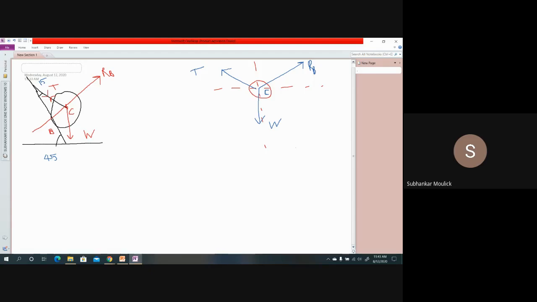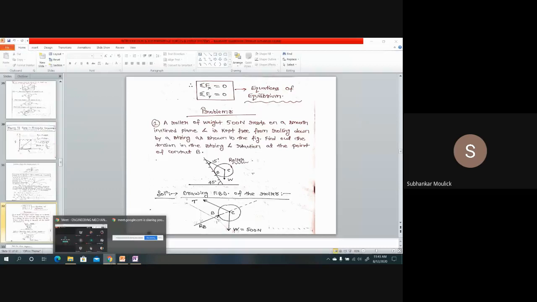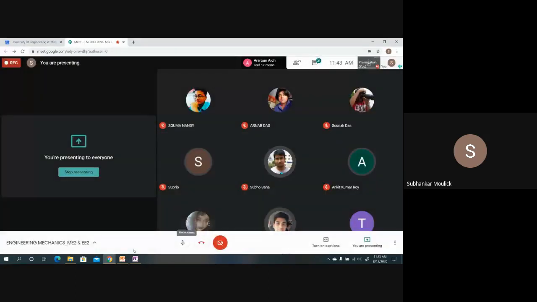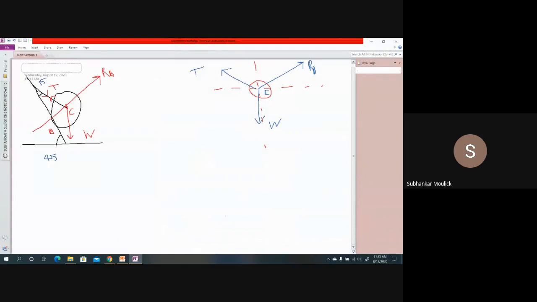And I see that in this problem, if I use Lami's theorem, I can easily solve this problem. All I need to do is find the angle between corresponding forces. That means if I can find the angle between T and RB, the angle between RB and W, and the angle between T and W, I can easily solve this problem. Fine. Now the biggest challenge of this problem is that you have to find the included angles by the concept of geometry. Let us find it out.